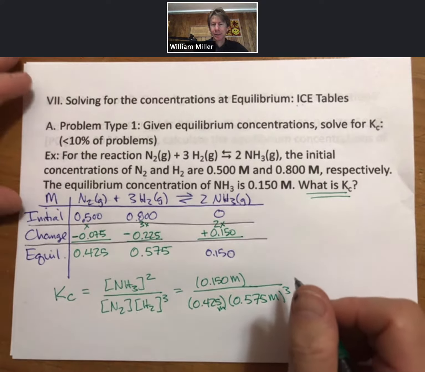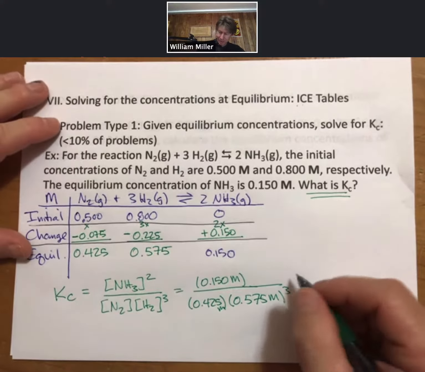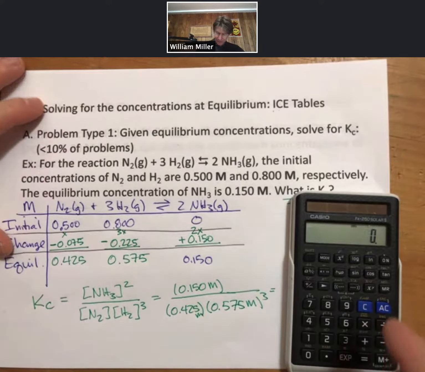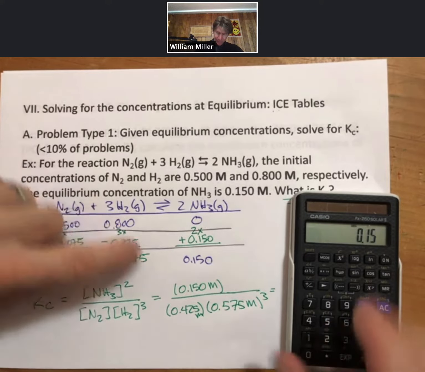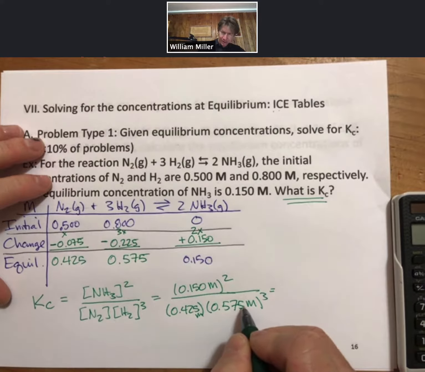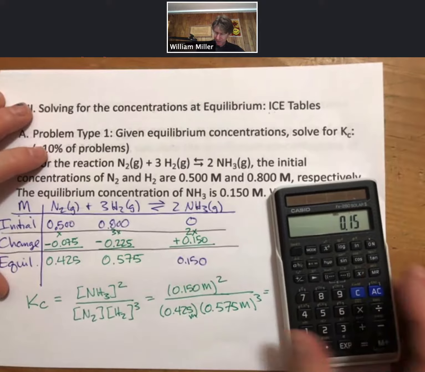And not that we need units, because Kc values don't have units. I have a hard time not writing them. There you go. So let's see, 0.15. Oh, sorry, that 0.15 should be squared. I almost forgot that. Let me review the whole problem. I think I got all my exponents now.